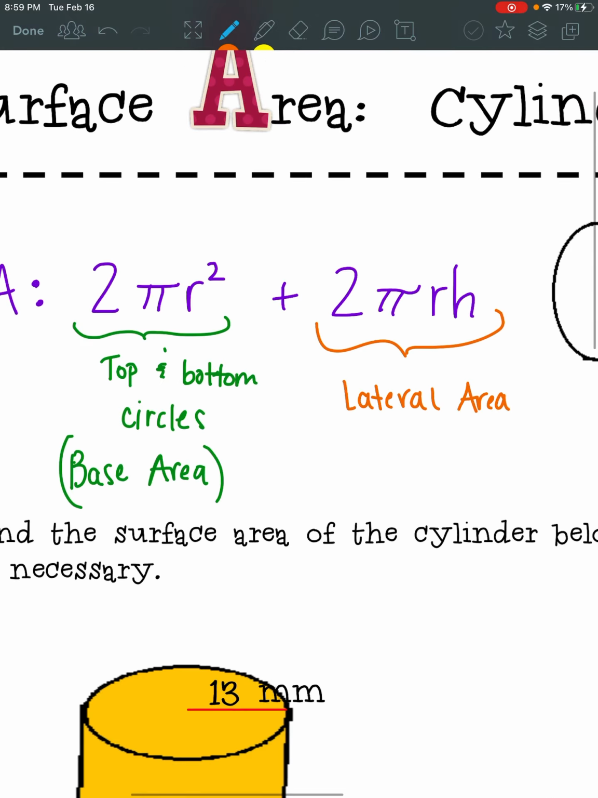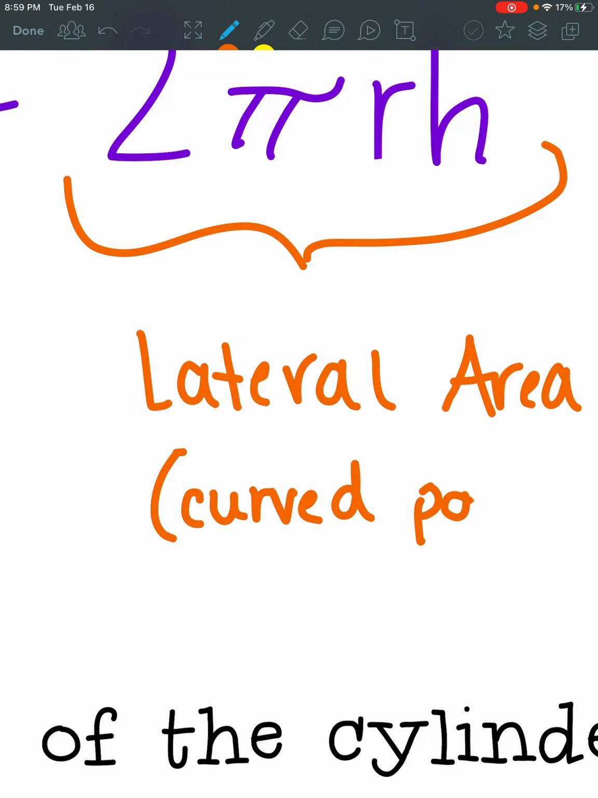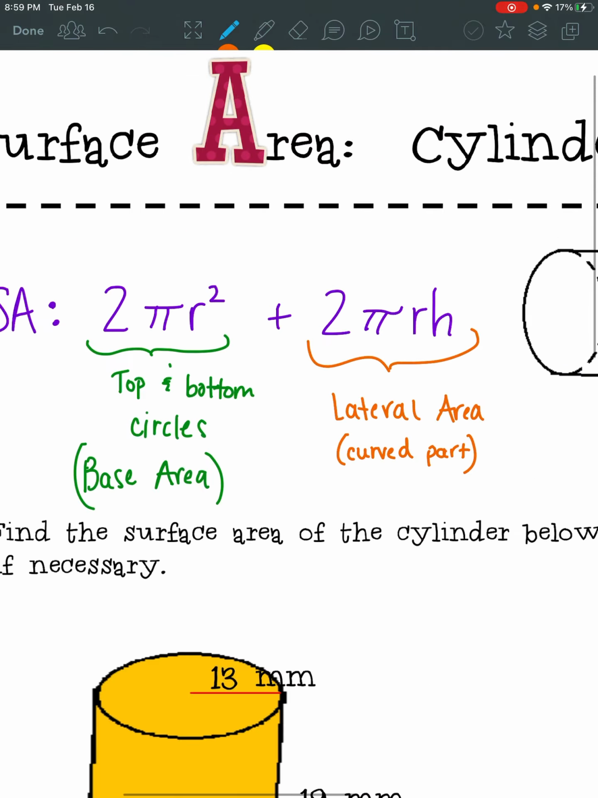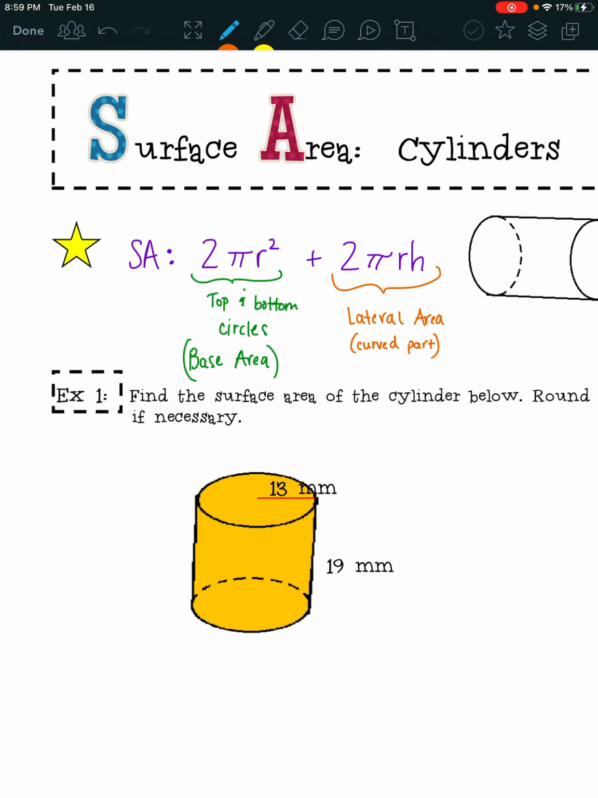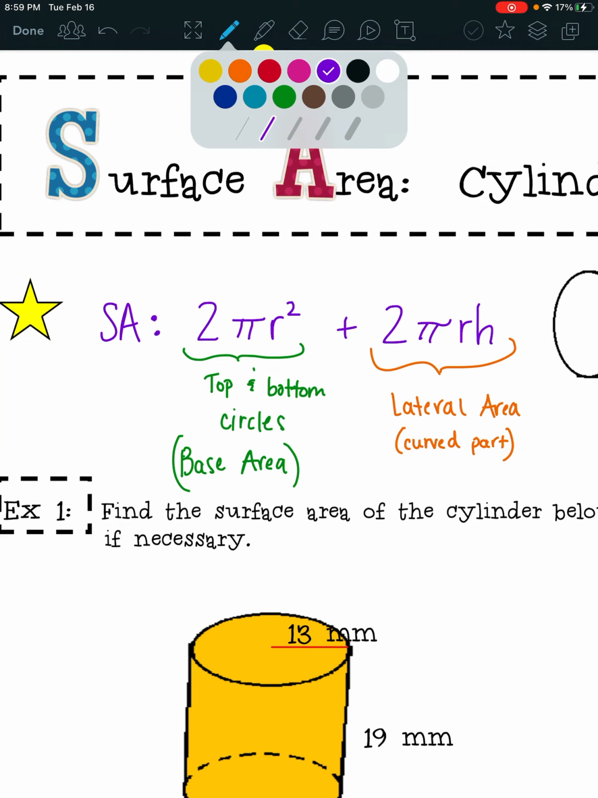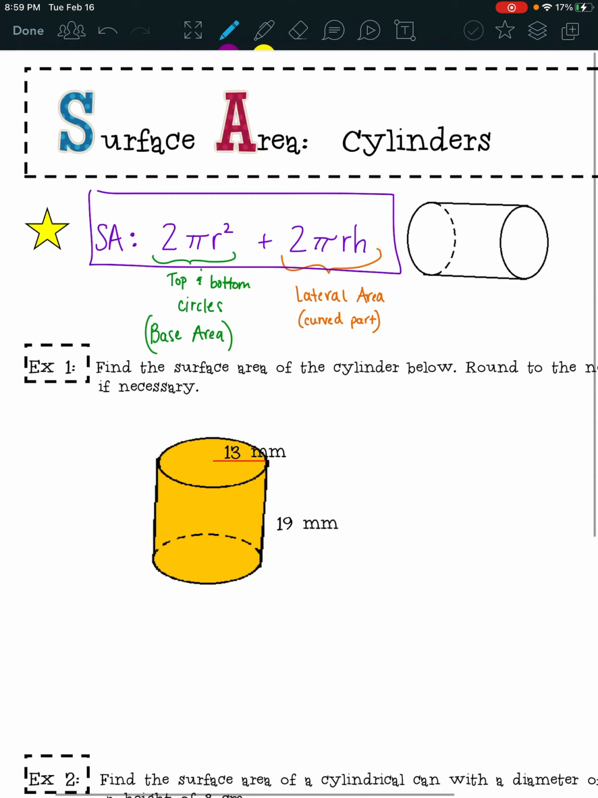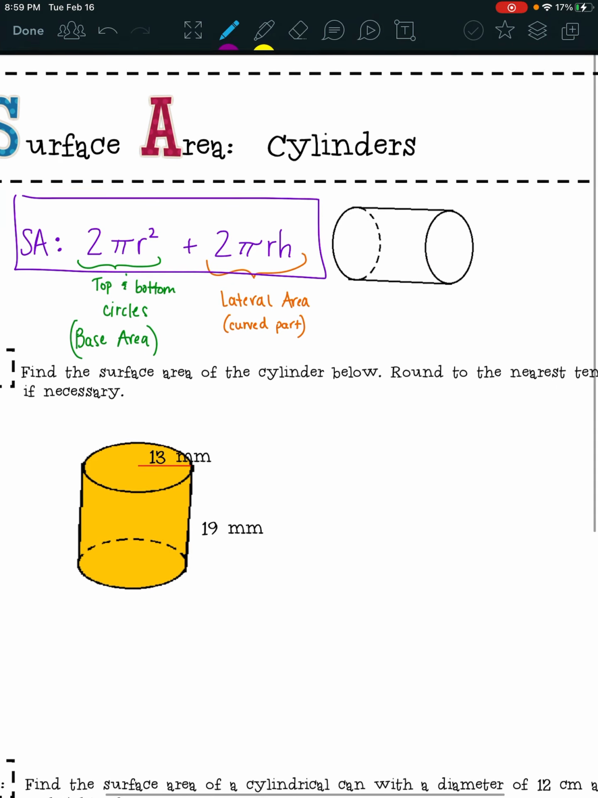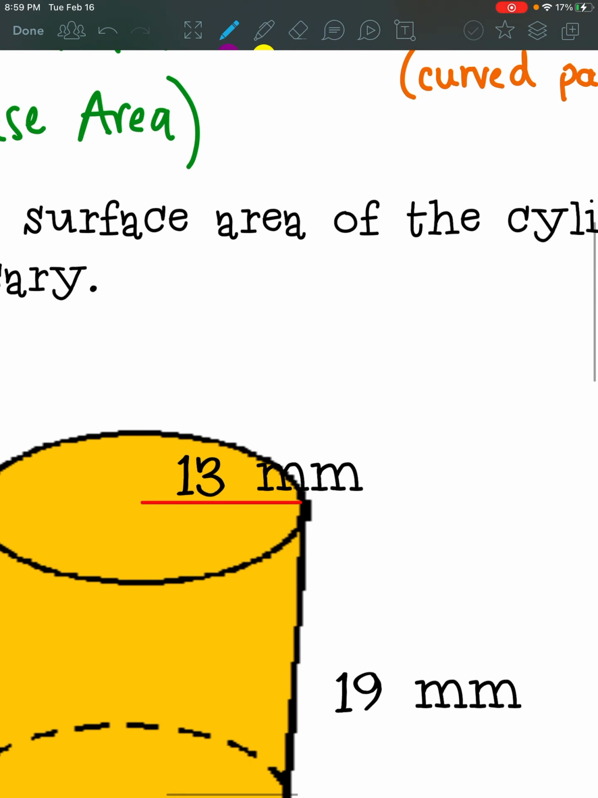of the cylinder. So if you are only asked for, and I'm going to remind you that this is the curved part of the cylinder. So again, you may be asked to find just the lateral area of the cylinder, and you'd only use then the 2 pi r h of the formula. So be careful. If you're finding the total surface area, though, you will find all of that formula. And that's what we're going to do in this first example. So find the surface area of the cylinder below, round to the nearest tenth. So we have two labels here.